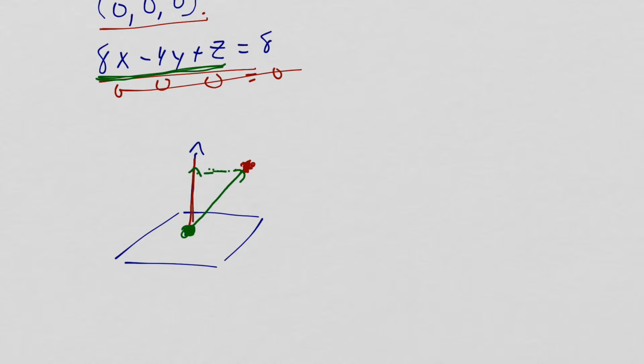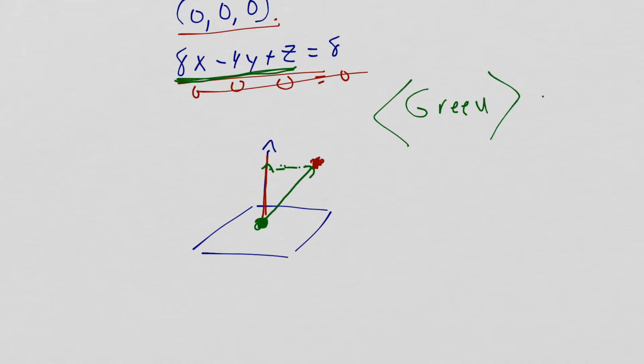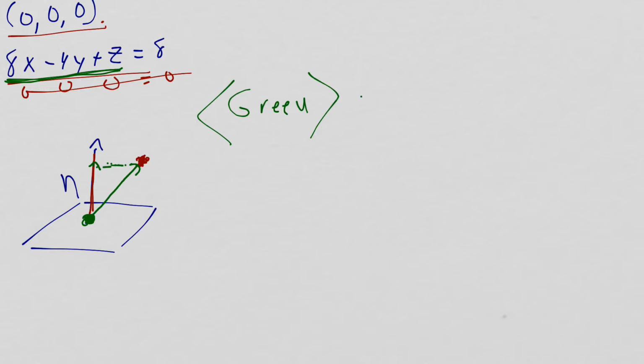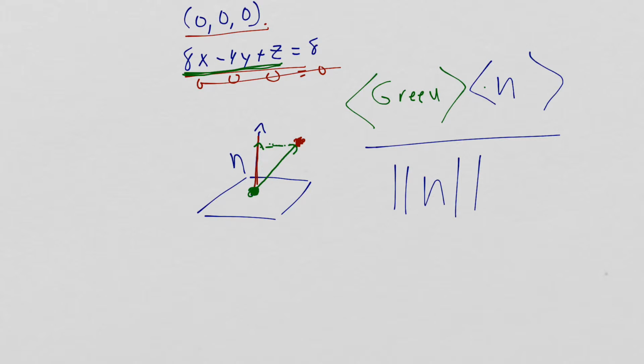So what we did in class was we took this vector, I'm just going to call it the green vector, and we dotted that with n. So this blue vector we'll call n. We dotted it with n, and then if you divide that by the magnitude of n, it turns out that would be the straight line distance from this point down to the plane.